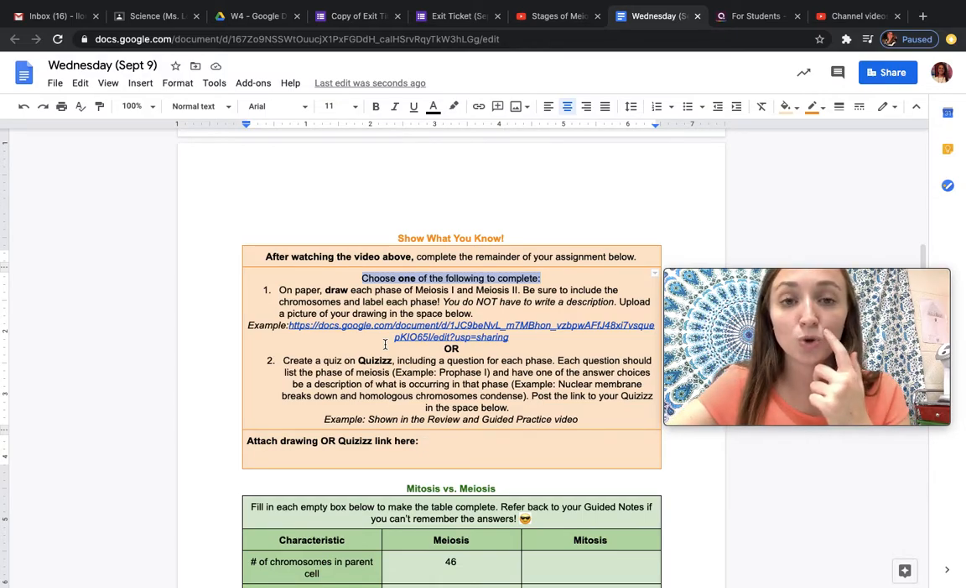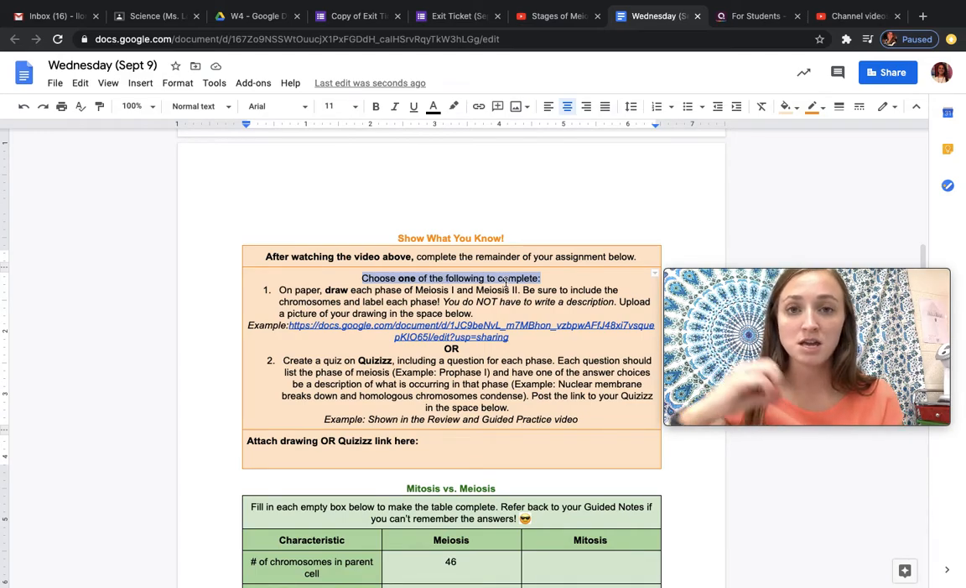Okay, so choice 1. On a piece of paper, you can draw out each phase of meiosis 1 and 2. So give me prophase 1, metaphase 1, anaphase 1, telophase 1, prophase 2. You get it. Draw all of that out and make sure you include the chromosomes and what is happening to the chromosomes and label each phase. Now, since you're drawing it out, you do not have to explain or write down what's happening, because I should be able to see that in your picture.